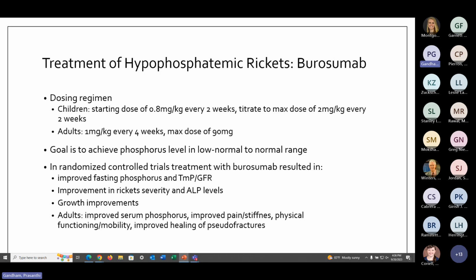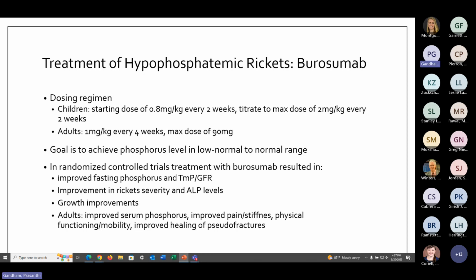In randomized controlled trials, treatment with burosumab showed a number of significant improvements. So in children aged 1 to 12 years old who have active rickets and who were treated with conventional therapy for a mean of about 3 years, they were then randomized to either continue with conventional therapy or to start burosumab for about a 64-week controlled trial period. In those children, burosumab improved the fasting serum phosphorus and the TMP-GFR, but conventional therapy did not.